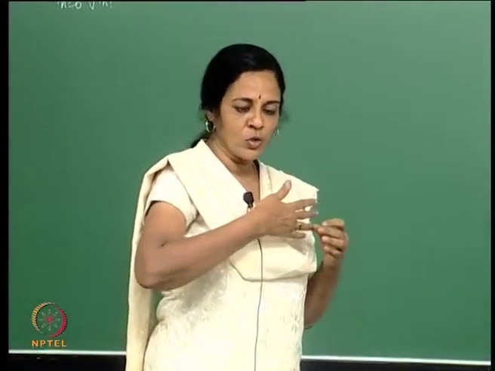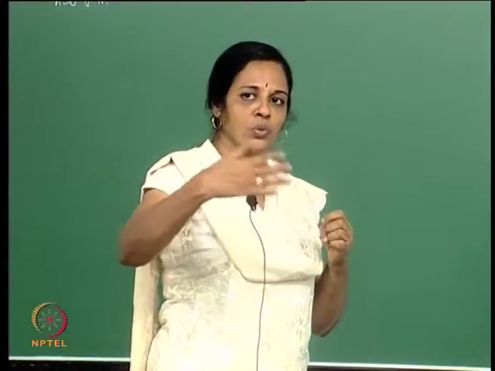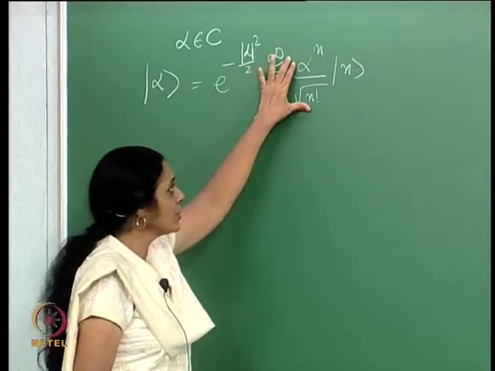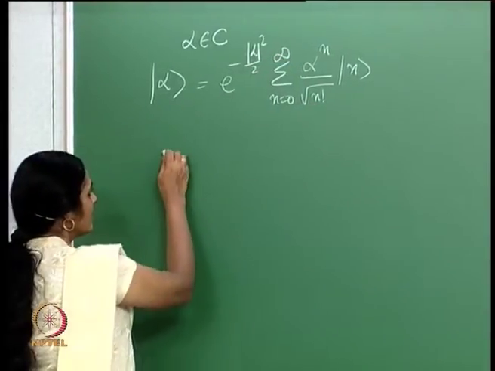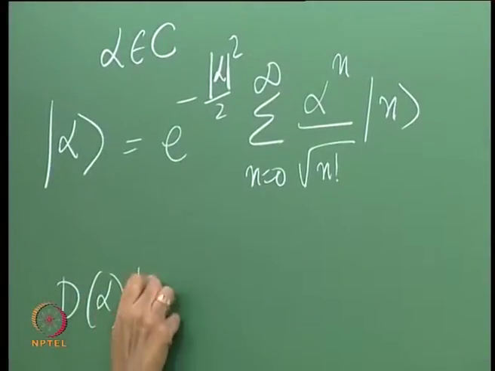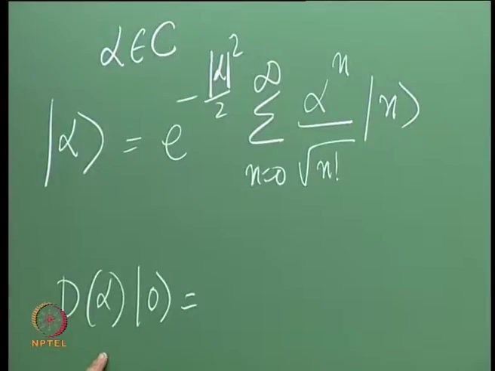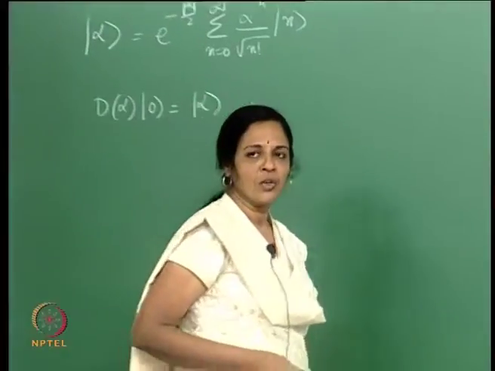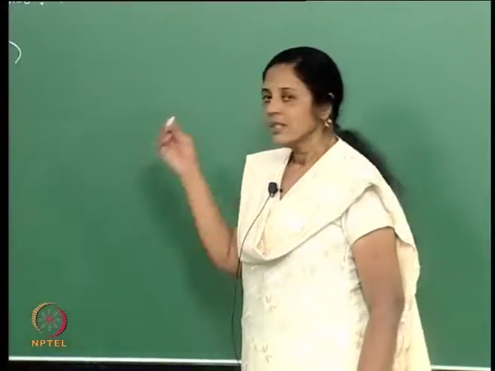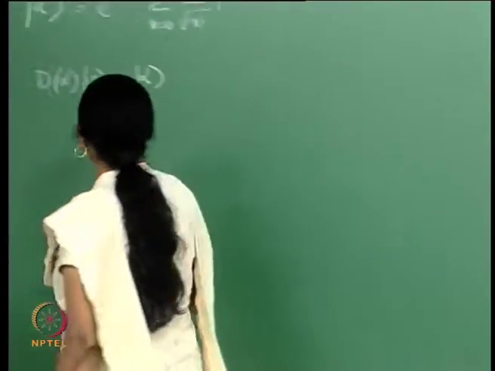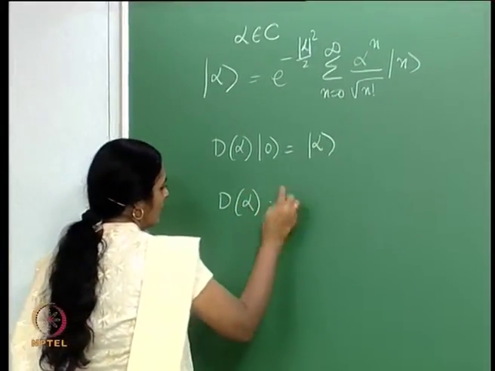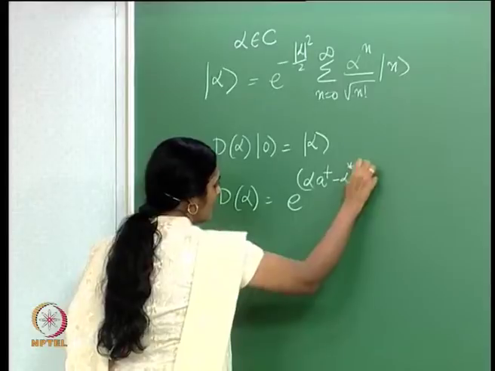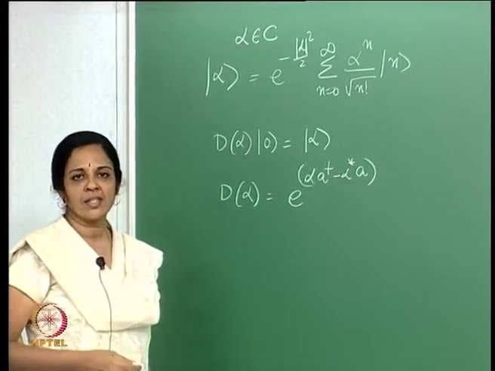So you can have a superposition of the 0 photon state, the 1, 2, 3 and so on, with a very specific weightage in front of each state. This state could be got by the action of a unitary operator D of alpha on ket 0. So D of alpha on ket 0 gave me ket alpha. D of alpha is a unitary operator, and you will recall that D of alpha was e to the alpha a dagger minus alpha star a.